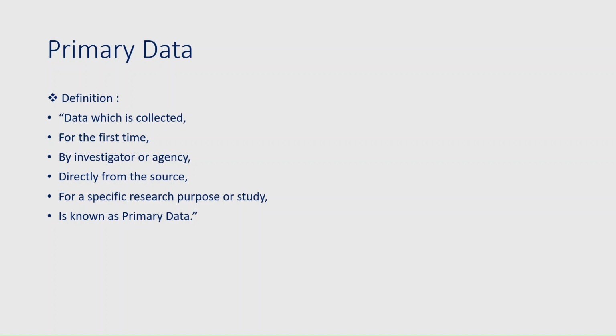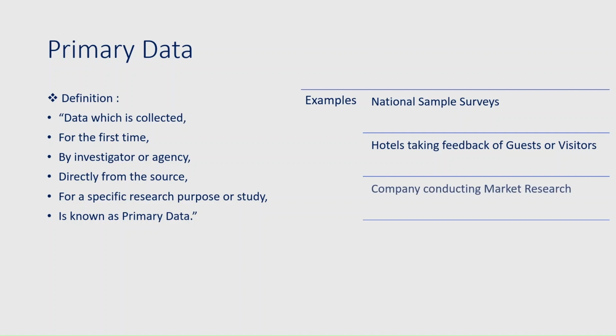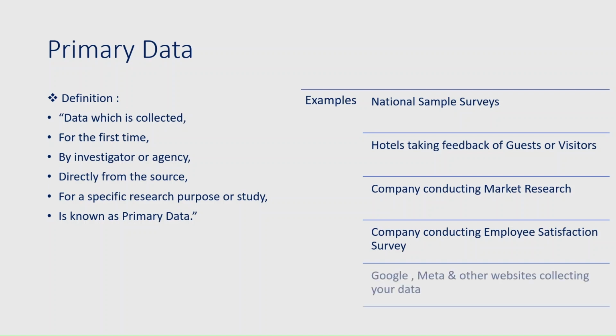This data is obtained by survey, interview, experiments, social media polls, feedback forms, and many other ways. Let's see a few examples of primary data: National sample survey, hotel taking feedback of guests or visitors, company conducting market research, company conducting employee satisfaction survey, Google, Meta, and other websites collecting your data. These are the examples of primary data.